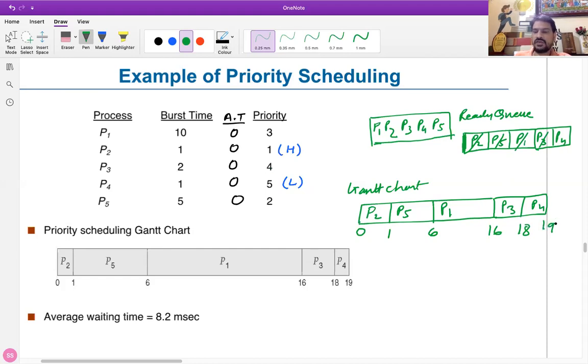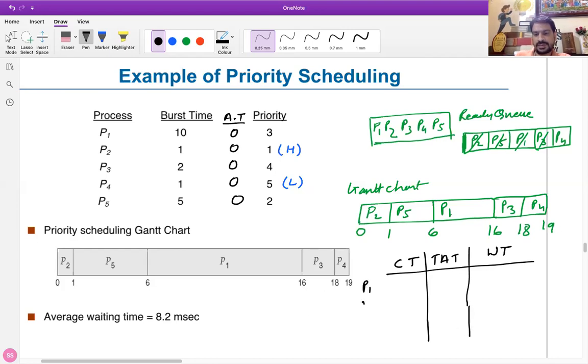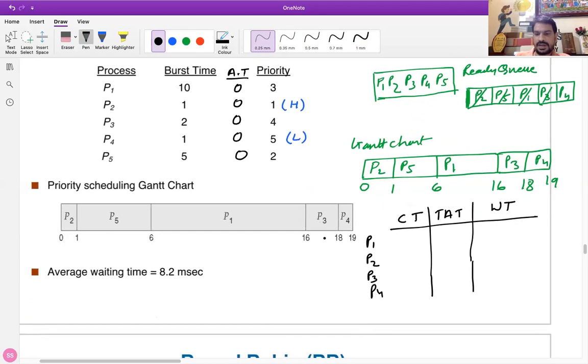So this is how we make the scheduling of all these 5 processes. Now let's find out our times. We have different times: completion time, turnaround time, and waiting time. We'll find out all these for process 1, process 2, process 3, process 4, and the last process, process 5.